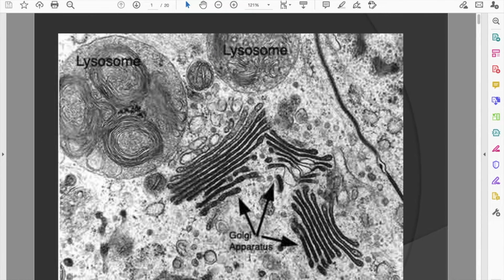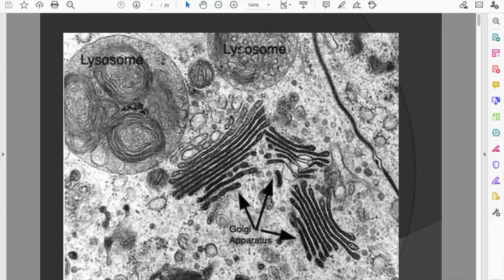And then, of course, the lysosomes here and here, again, would be covered up.